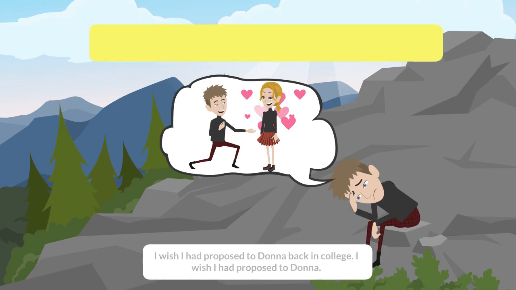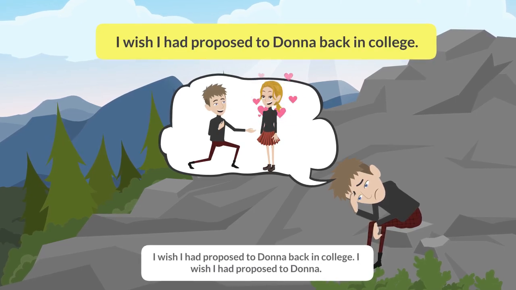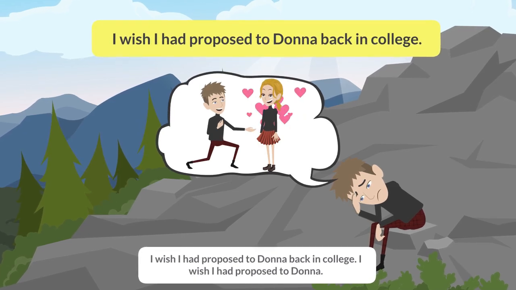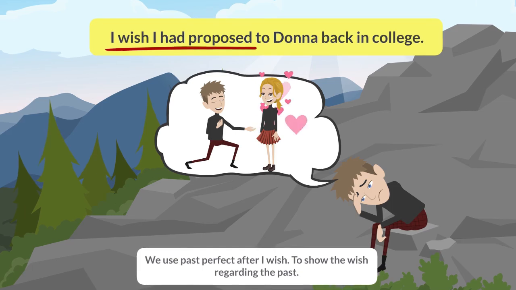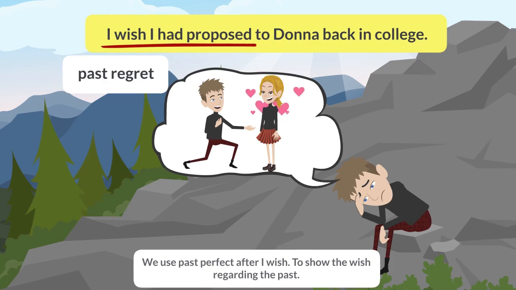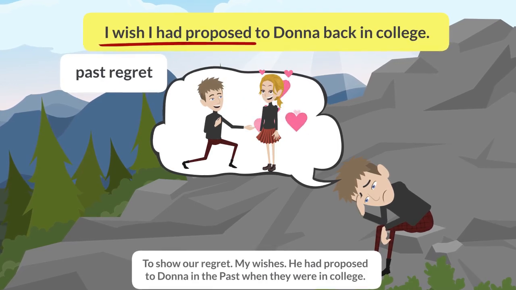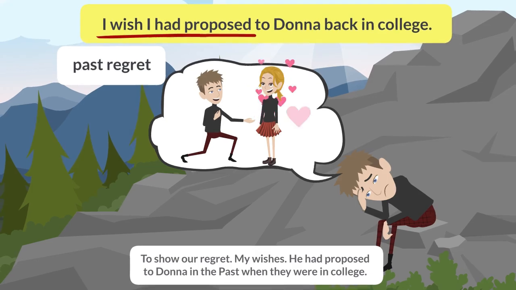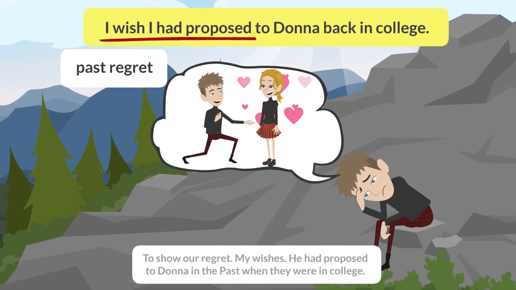He regrets not proposing to Donna. He thinks, "I wish I had proposed to Donna back in college." We use past perfect after "I wish" to show the wish regarding the past, to show our regret. He wishes he had proposed to Donna in the past, when they were in college, of course.